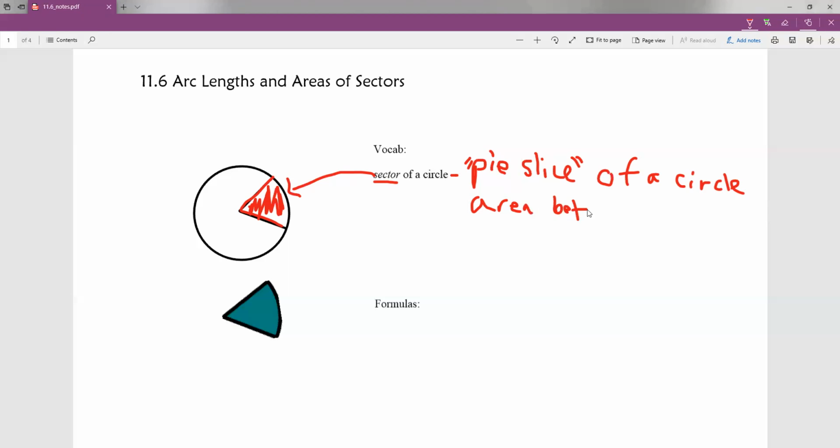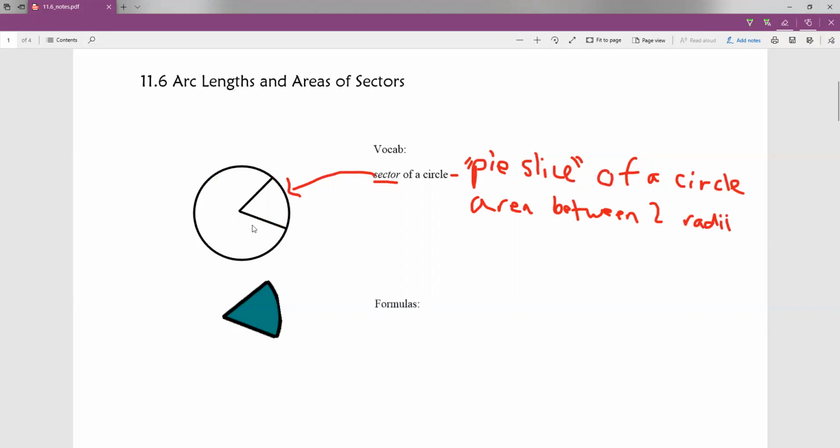between two radii. So we have a radius here, we have a radius here. The sector is just the area between those two radii. Sectors could also be very large. In this case we're thinking of it as this pie slice, but a sector could also be everything else. This could be considered a sector as well, because it's an area between two radii. So that's what an area of a sector is.